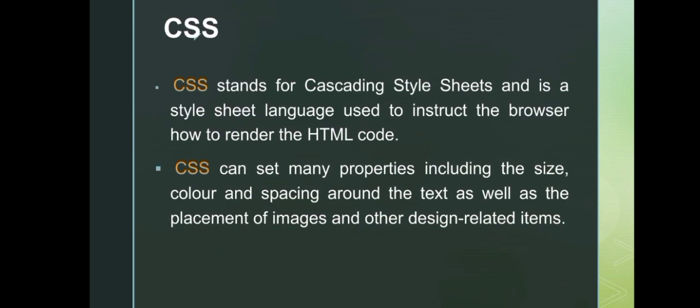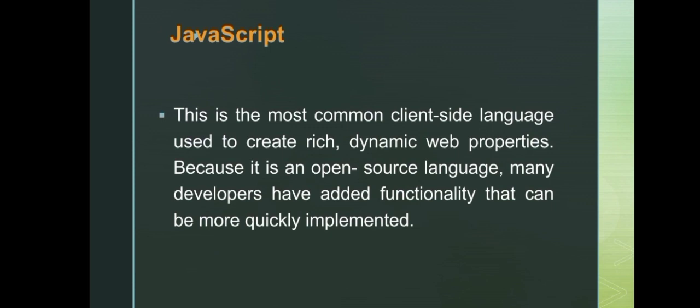Next, CSS. CSS stands for Cascading Style Sheet and is a style sheet language used to instruct the browser how to render the HTML code. CSS can set many properties including the size, color, and spacing around the text, as well as the placement of images and other design-related items.